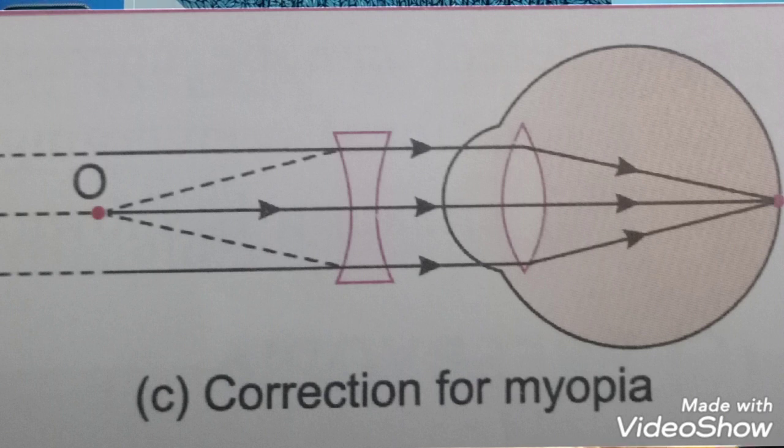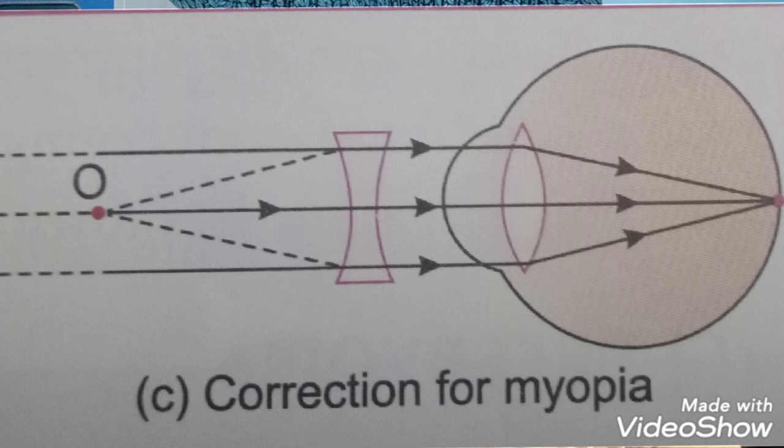Therefore, this sort of problem of nearsightedness can be removed by using a proper concave lens of proper focal length, where the diverging capacity will increase and the image will be formed exactly on the retina. For example, I'll just take an example. The far point of a person suffering from myopia is 100 centimeter. What should be the power of the diverging lens required for him to correct this particular defect?